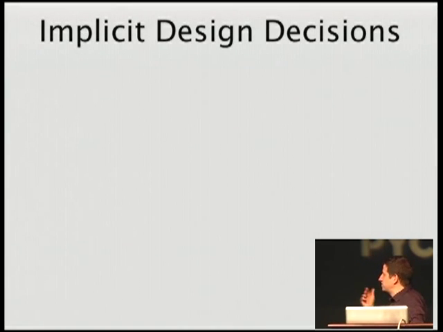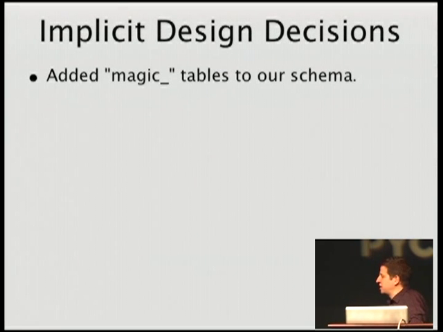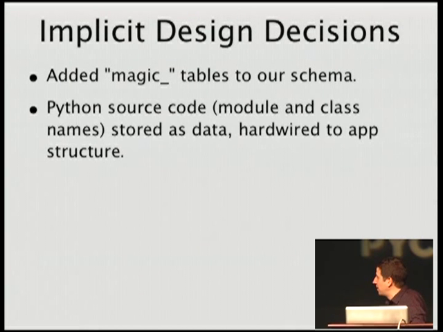So the implicit design decisions here: it added this magic table to our schema, which is fine, we don't care. It might not conform to the conventions that our DBAs want us to use. It's just kind of this extra table. The magic table is storing Python source code within it. It's storing the actual module and class name in there, which means if we want to change our application structure, we have to change the data. Magic Library gives us a command to update the database, which takes care of it, but still, why do we really need to have that going on?